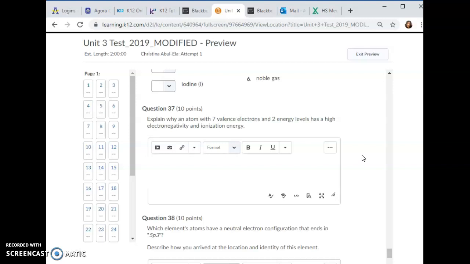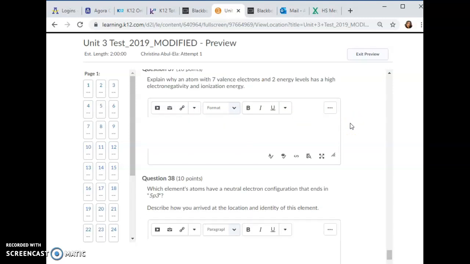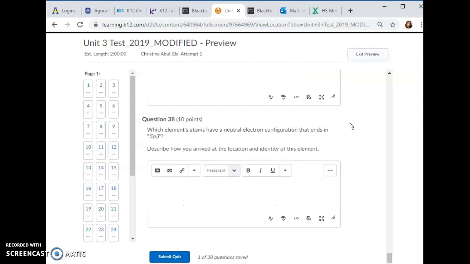Question 37 is an open-ended question. Explain why an atom with 7 valence electrons and 2 energy levels has a high electronegativity and ionization energy. And the last question, also an open-ended question, number 38. Which element's atoms have a neutral electron configuration that ends in sp3? Describe how you arrived at the location and identity of this element.